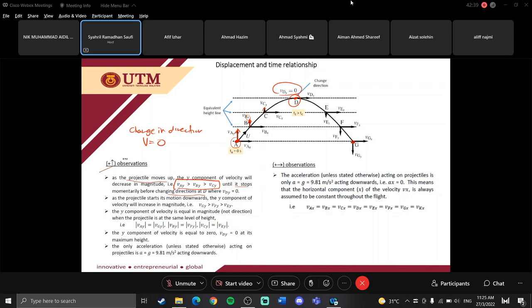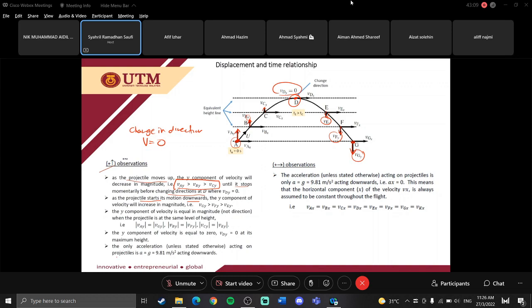As the projectile starts its motion downwards, the y component of velocity will increase in magnitude. Meaning that VEY is less than VFY and less than VGY. It will increase: from VEY it will increase to VFY, and it will increase to VGY. So what relationship can we get here?